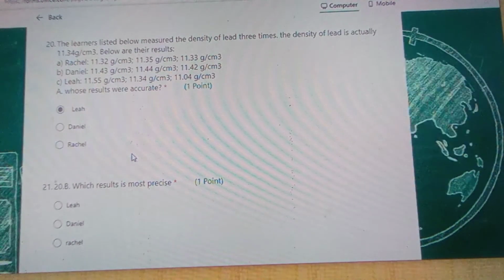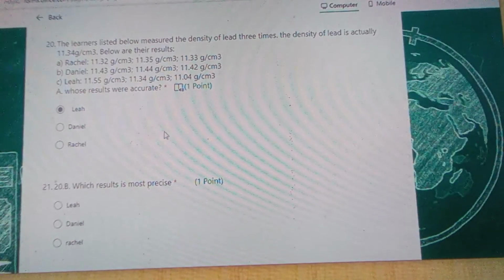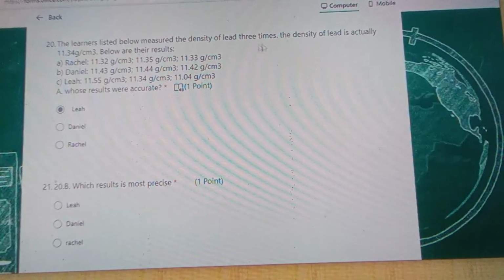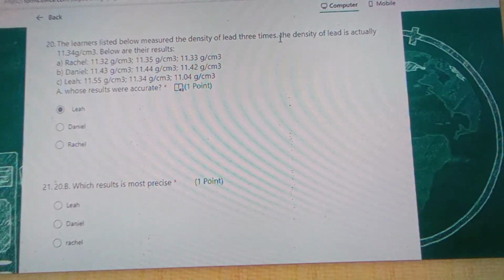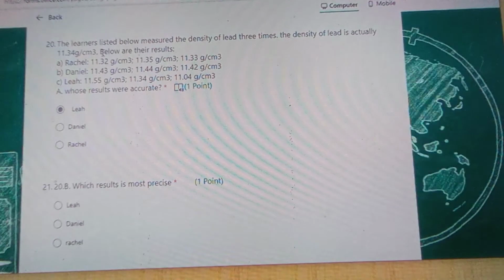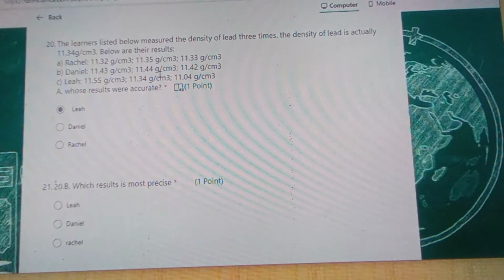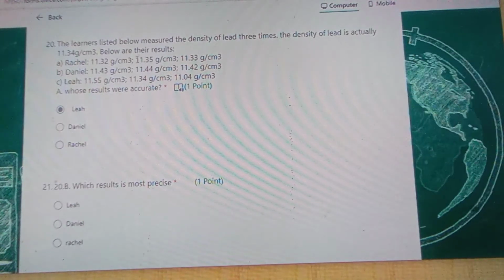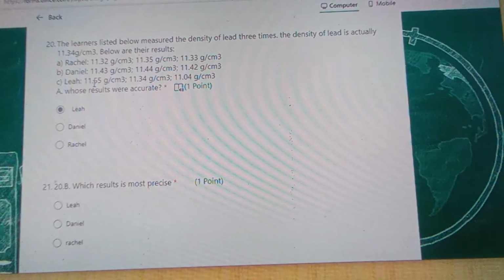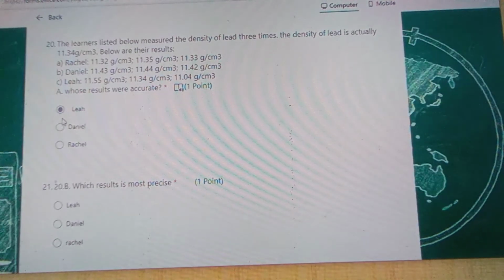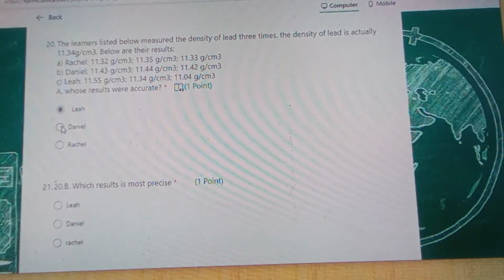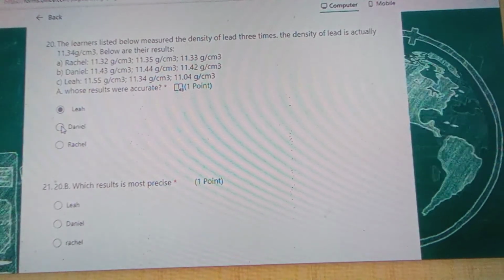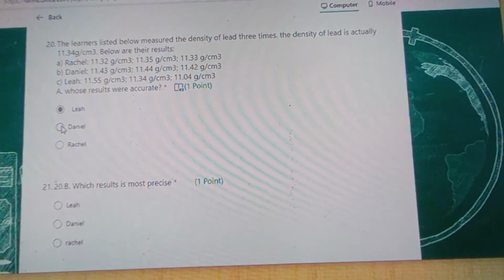Okay, now the learners listed below measured the density of read 3 times. Density of read actually is given. Now below are their results, whose results were accurate. You will try to analyze their measurements, and according to your knowledge, you will choose which results are correct or are accurate than others.